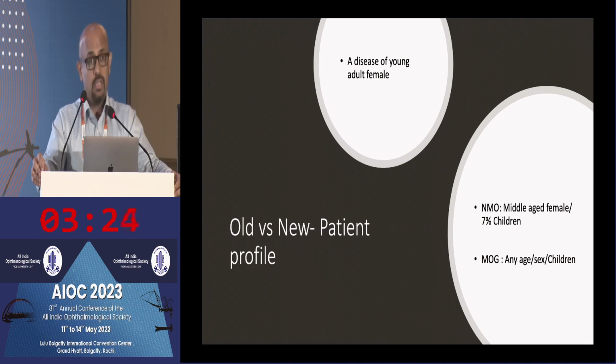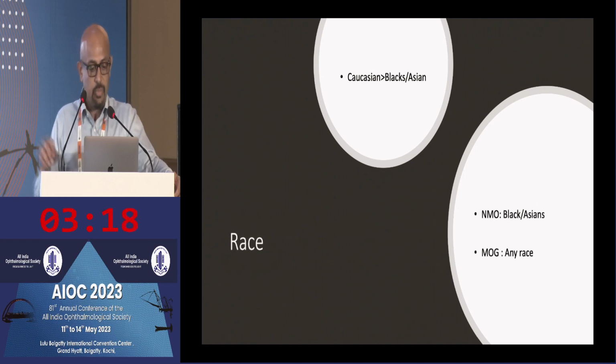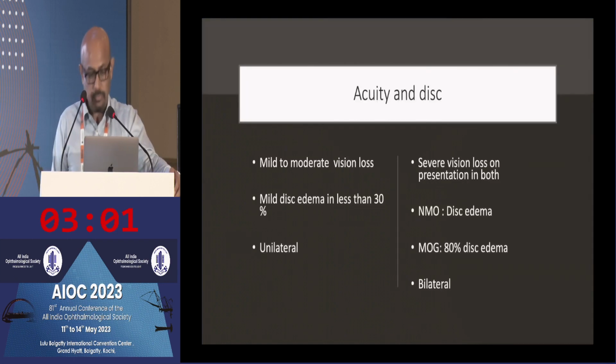So that's the reason why it's important for us to know for this session what the features of antibody-mediated optic neuritis are. Again, typical optic neuritis, as it was described in the literature, was more common in Caucasians than in Africans or Asians. But NMO is much more common in our population, and MOG can affect any race.